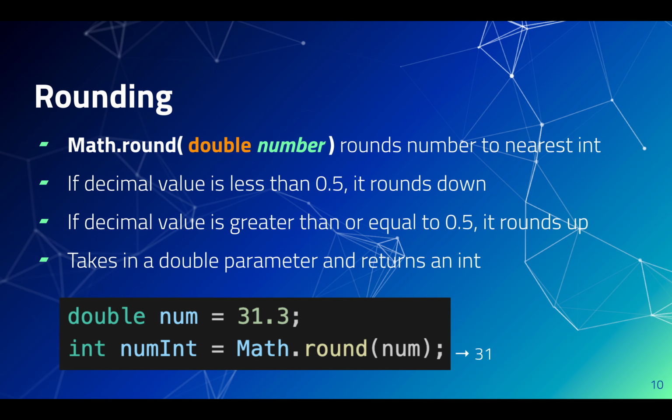So in this example, we have a double variable equal to 31.3. Then we create an integer variable where we round the double variable, making it 31.